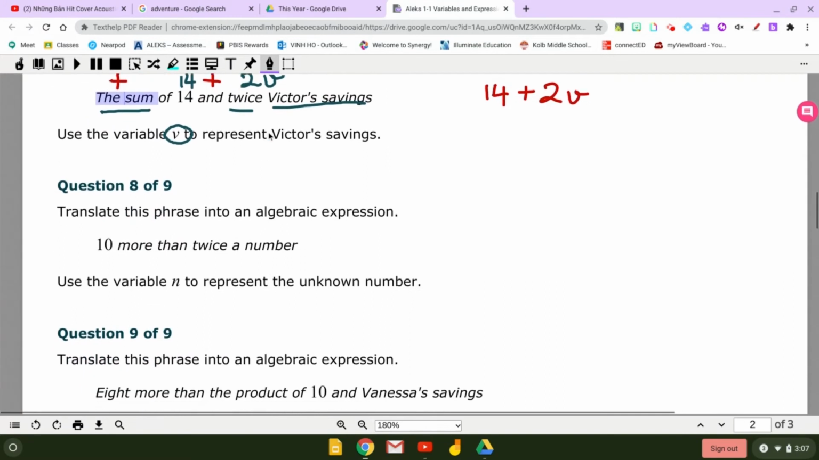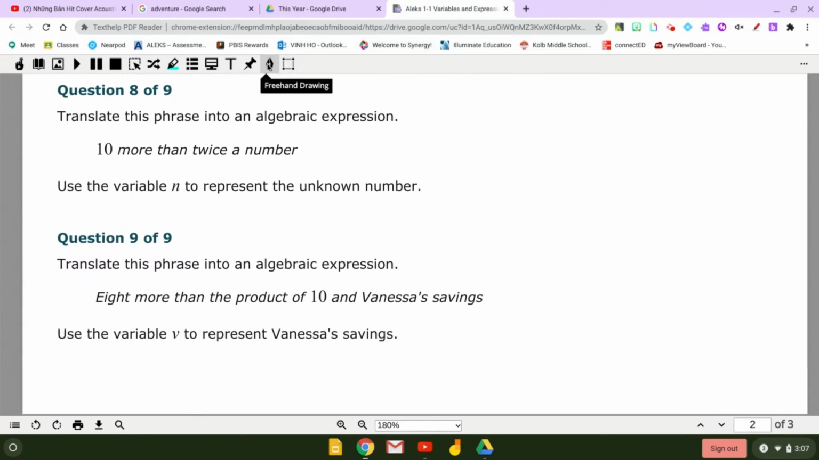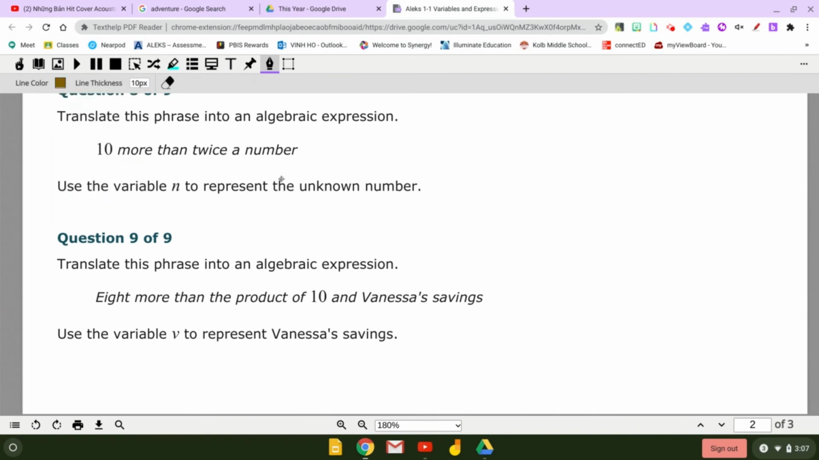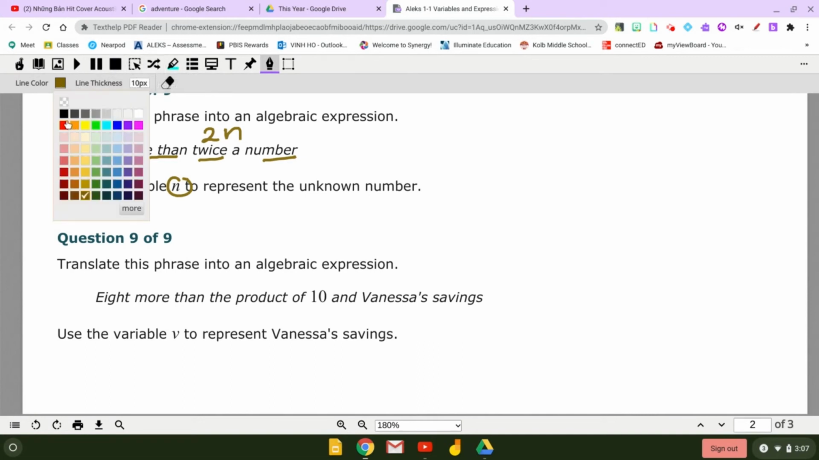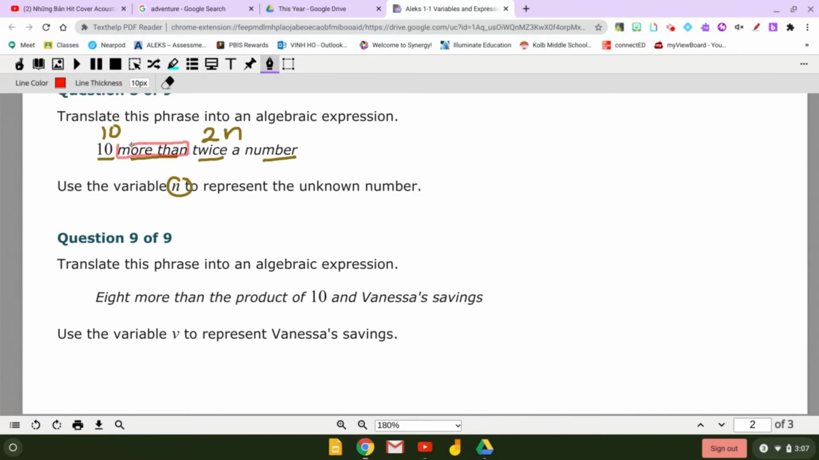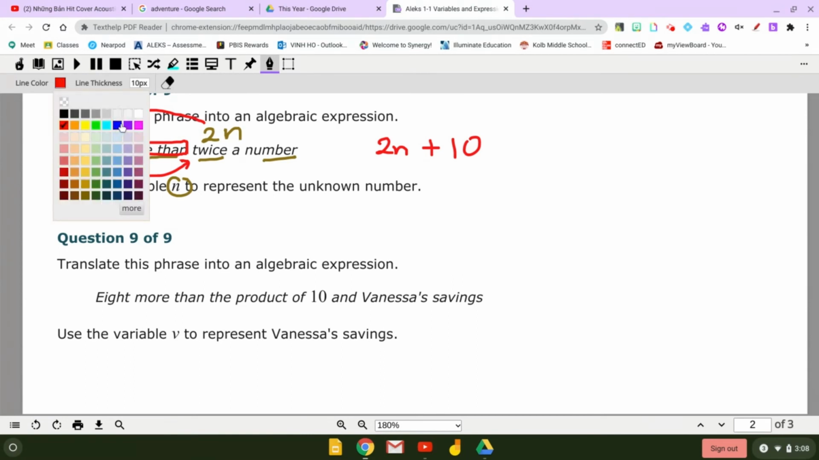All right, problem 8. Translate the phrase into an algebraic expression. 10 more than twice a number. Use n to represent the unknown number. So that would be 10 plus n. The answer is close. When you hear the term more than, what do we have to do? We have to switch the terms around. That will be 2n plus 10. Be careful on that. So far, we didn't see any less than. Again, it's the same thing for less than. Less than is subtraction, but you have to flip the terms around as well.